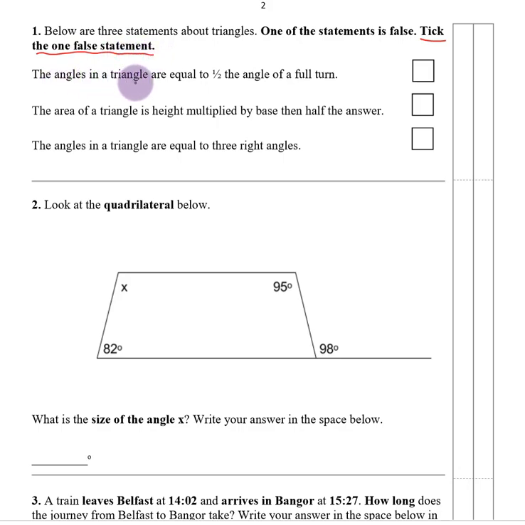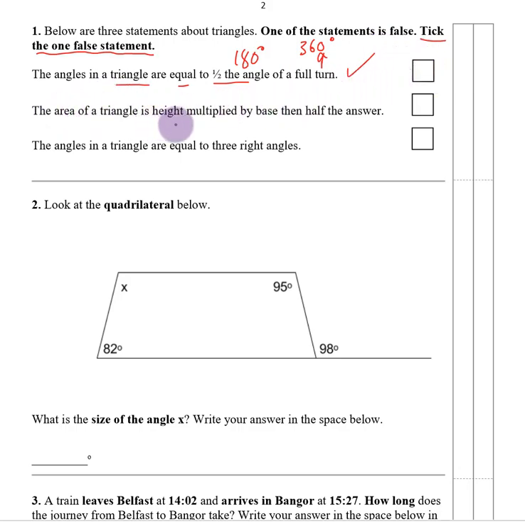The angles in the triangle are equal to half the angle of a full turn. Now a full turn is 360 degrees. Half of a full turn is 180 degrees. So the angles in a triangle are equal to 180. So therefore they're also equal to half the angle of a full turn. So that's true, but we're not going to tick it because we need to tick the false statement.